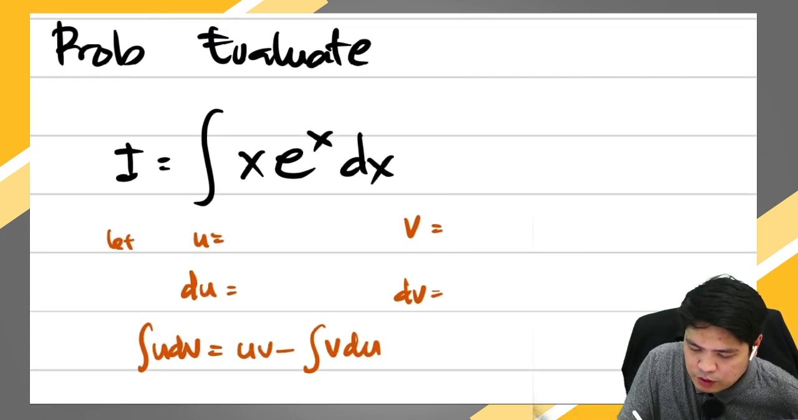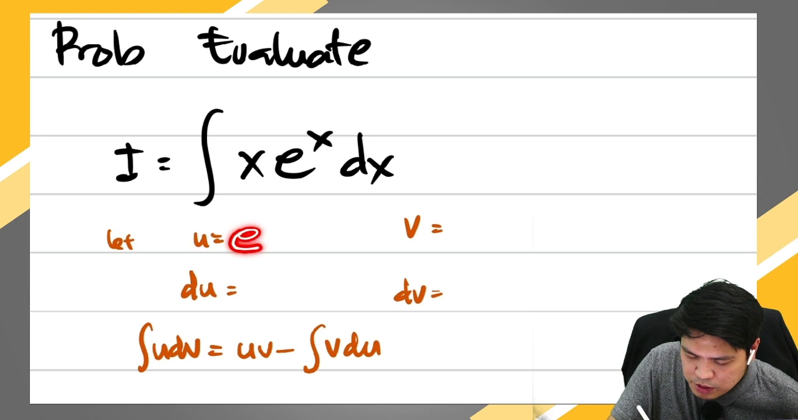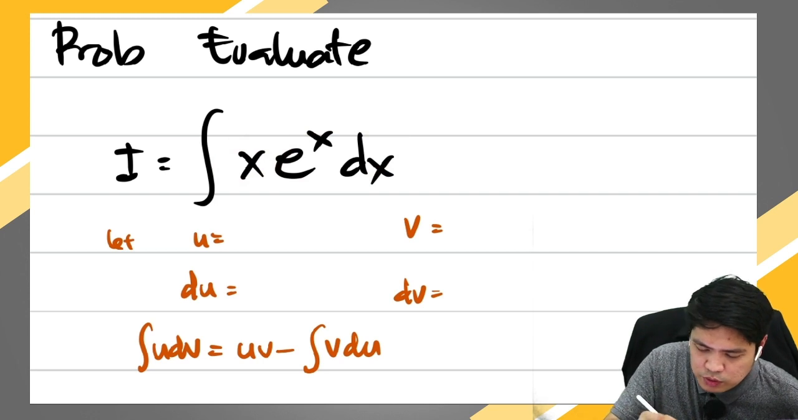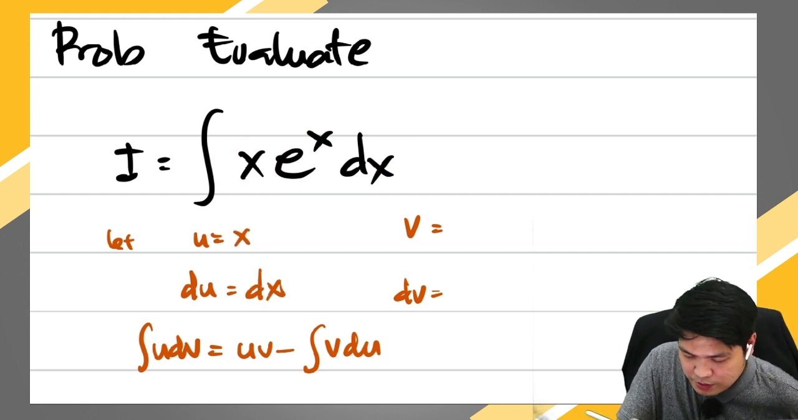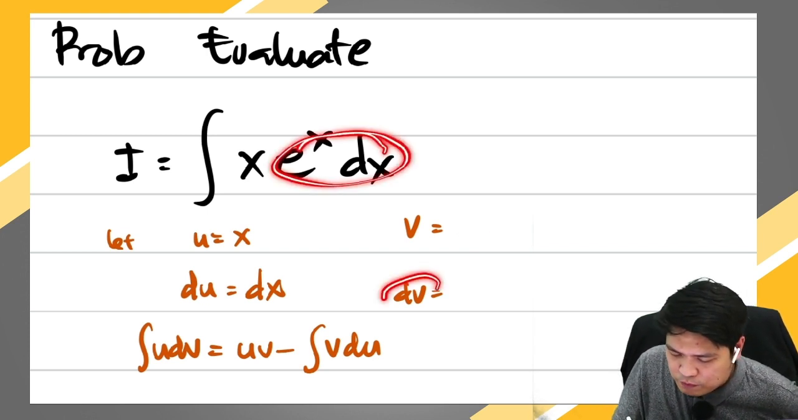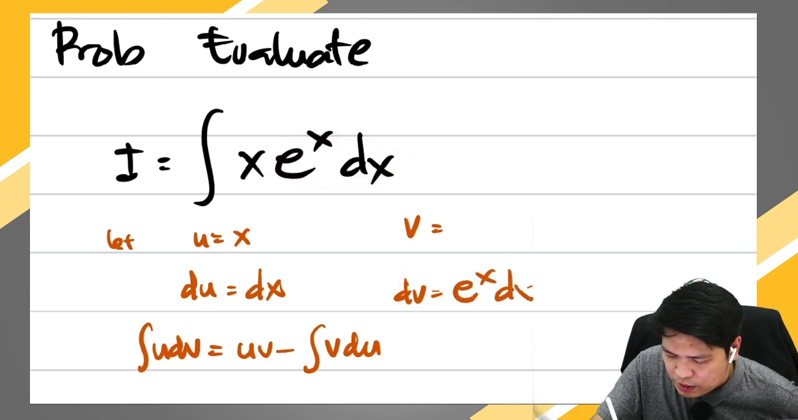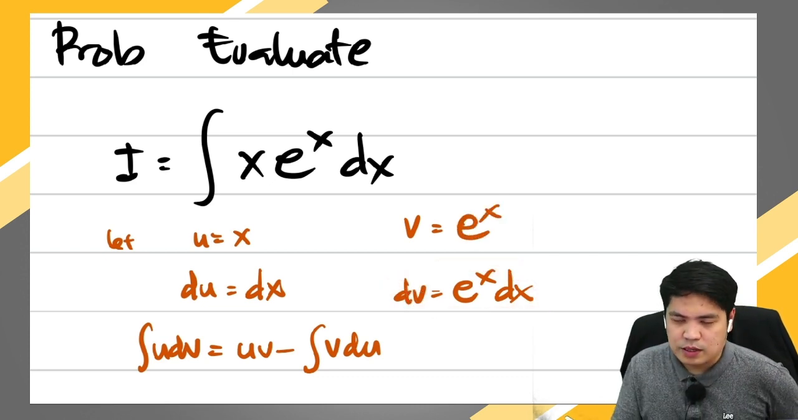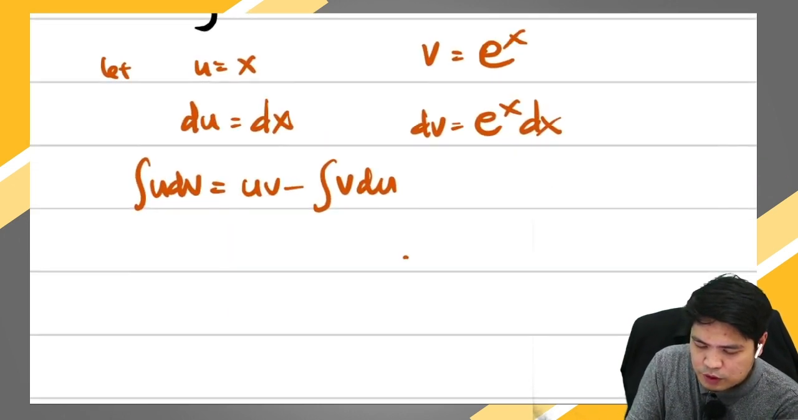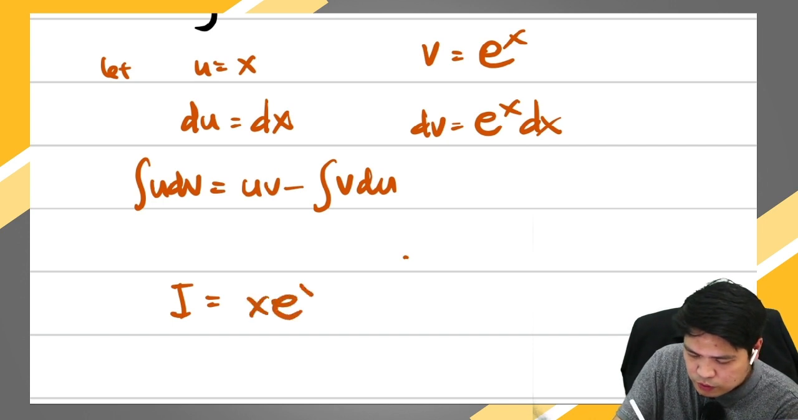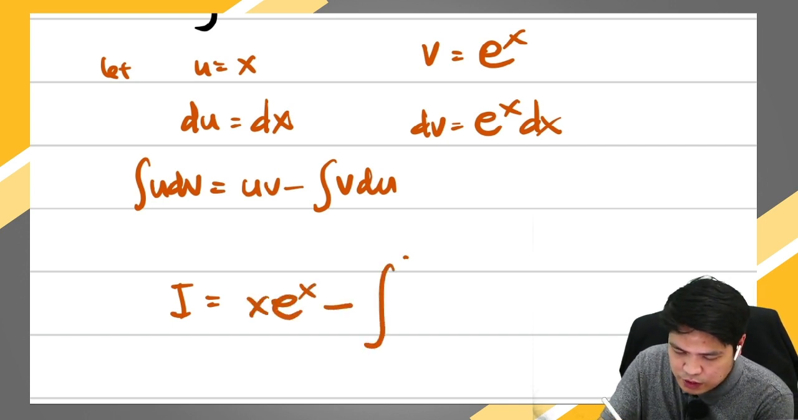Okay, now if our u earlier was exponential x, let us try this time to make this u and this dv. So if u is x, of course du will be dx, and if dv is exponential x dx, then we know that the integral of this, which is equal to v, is just exponential x. Okay? So therefore, following this formula, we'll have I is equal to uv minus integral of v du.